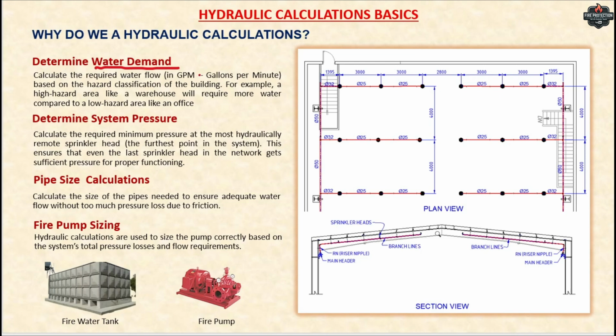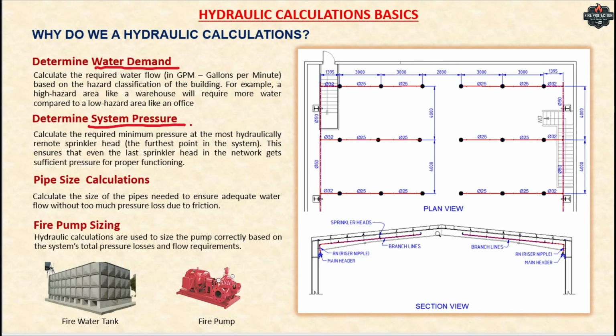And then the second thing is the total system pressure. That means how much pressure you need for the fire pump to operate. What is the total pressure required for this building? It can be a fire pump, or it could be another source, like a fire hydrant somewhere nearby, from where you can tap.